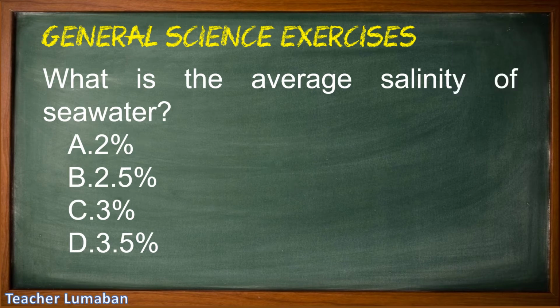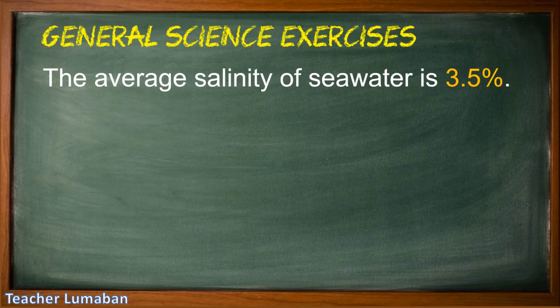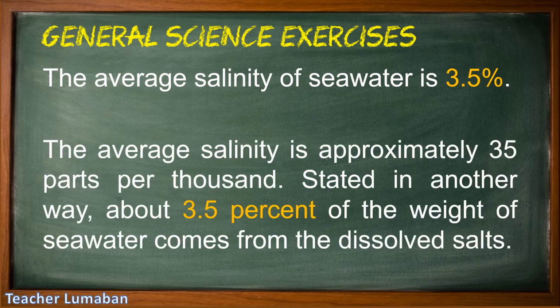The correct answer is letter D, 3.5%. The average salinity of seawater is 3.5%. The average salinity is approximately 35 parts per thousand. Stated in another way, about 3.5% of the weight of seawater comes from the dissolved salts.